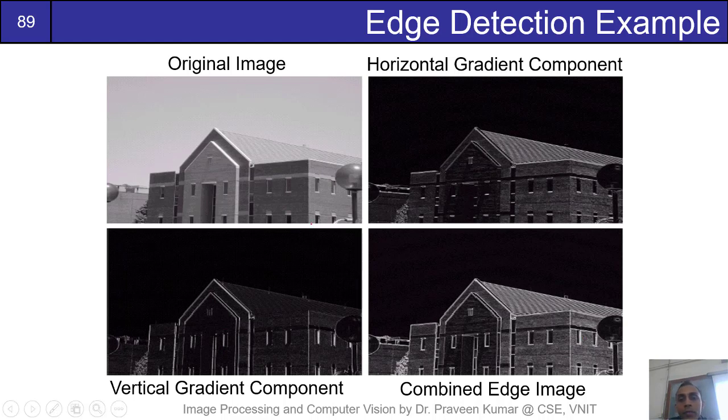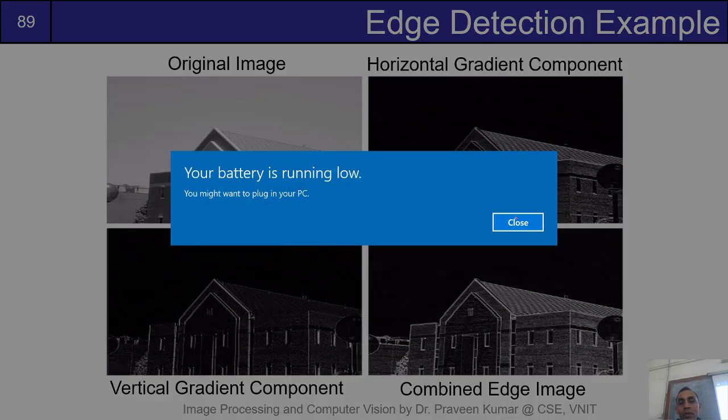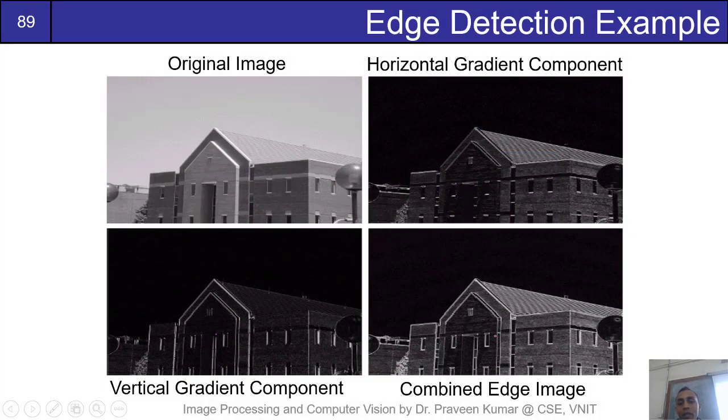This is another example, applying the Sobel operator. This is the horizontal, that is the x gradient, and vertical is your y gradient, and this is the sum of the two. Okay, so we'll stop.